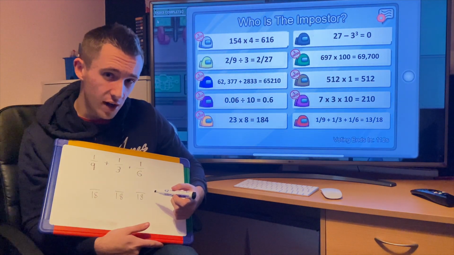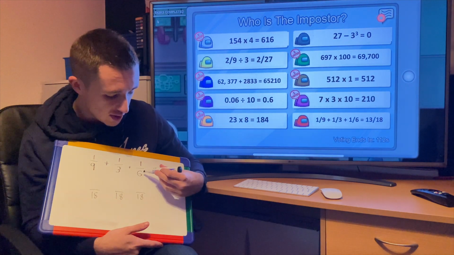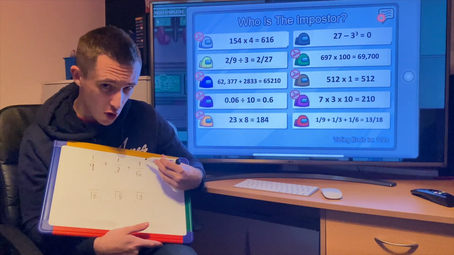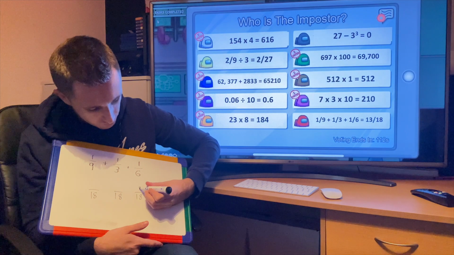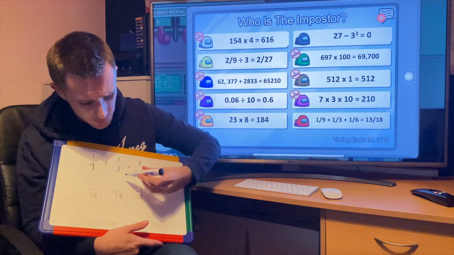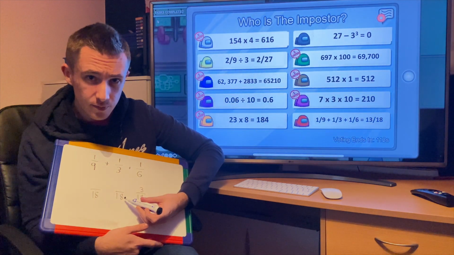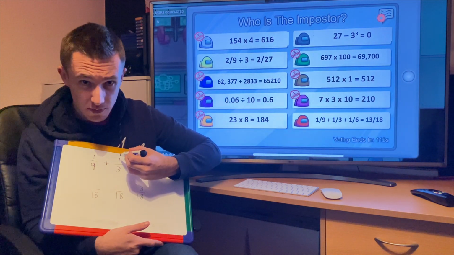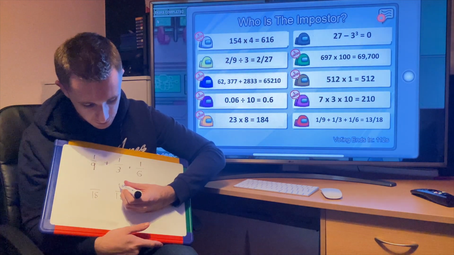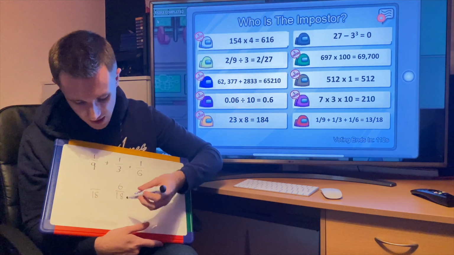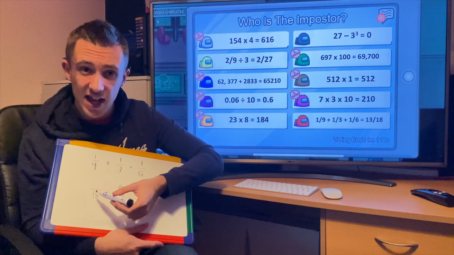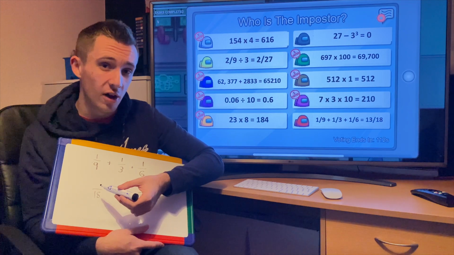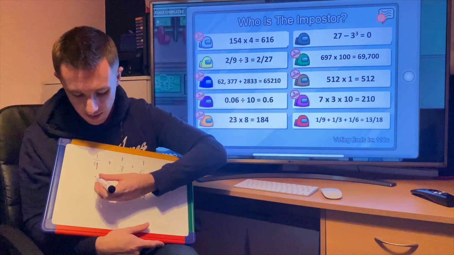How do we get from 6 to 18? We times it by 3. What we do to the bottom, we do to the top. How do we get from 3 to 18? We times it by 6. We do the same to the top. And finally, how do we get from 9 to 18? We times it by 2. We do the same to the top.